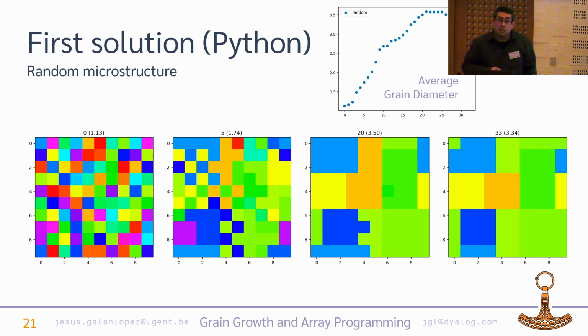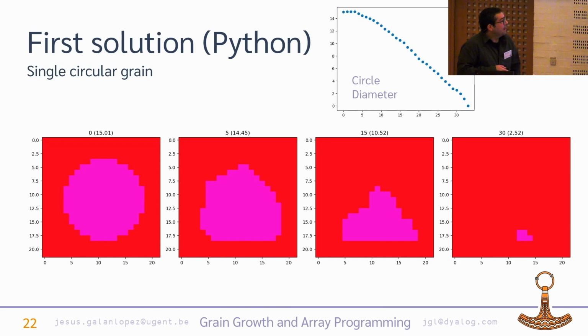A typical one is a random microstructure. So here at the lab, we have our initial microstructure. We just assign a different orientation randomly to each cell. And then the grains have to grow. You can see there at the top in the graph the evolution of the grain diameter, of the grain size. And yeah, grains are growing, so this is fine. Another typical test problem is having only a circular grain. We have it here. And this should shrink and eventually disappear.